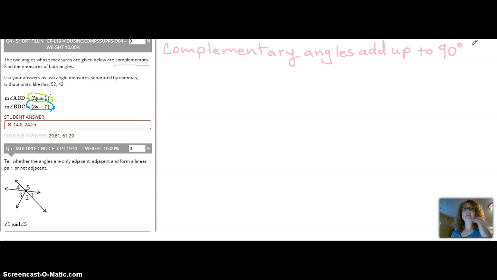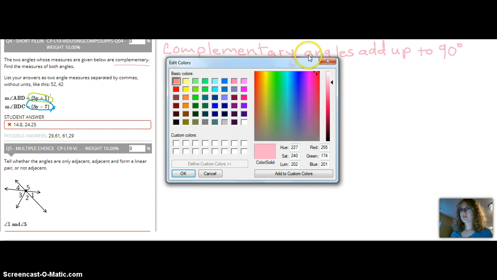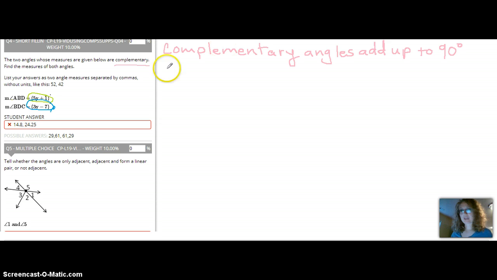So that means that we can set up an equation. We know a hint about this stuff. We know a clue about this stuff. So we know that if we take this first angle, the 5y plus 1, and then we add to it the second angle, the 3y minus 7, just taking one angle and adding the other, since they're complementary, they have to equal 90 degrees. So we can set that equal to 90.